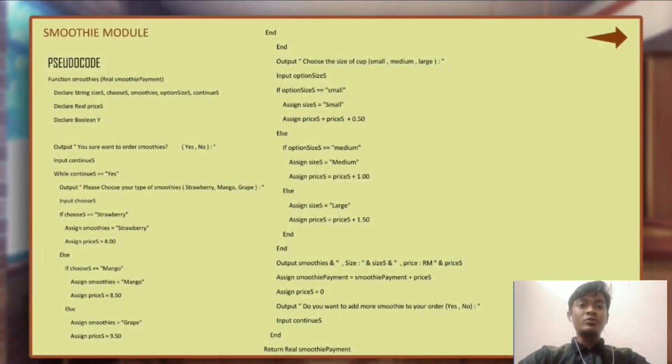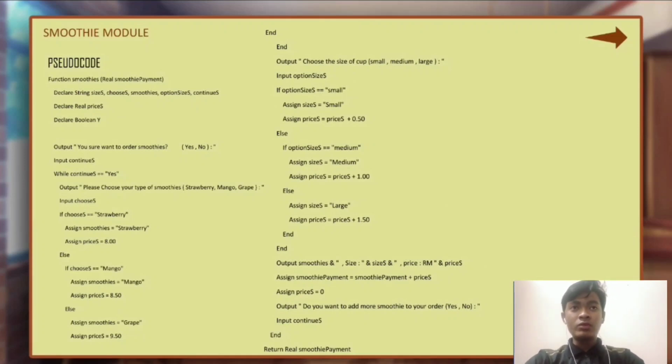I will present the smoothie module. The parameter will be the smoothie payment variable. The return is also the smoothie payment variable. Some declaration variables are used. So this module includes looping and selection. First of all, the program will display whether the user wants to order the smoothie or not. If not, it will go to the main function. If yes, it will continue to the two sections of action.